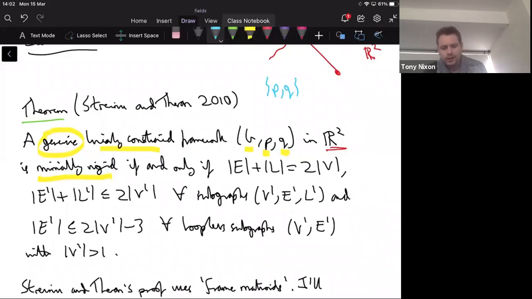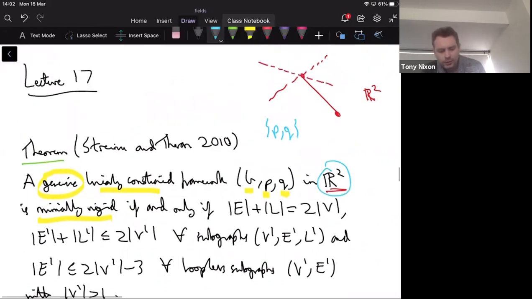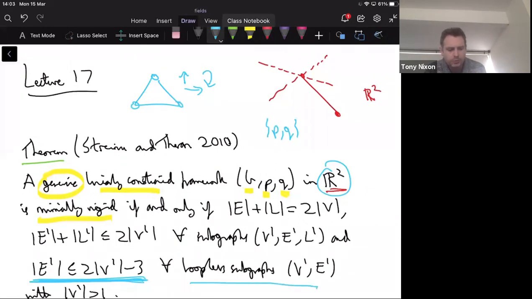Okay, and such a framework in two dimensions is minimally rigid if and only if a nice combinatorial condition holds. So if you imagine you have a framework in 2D, then if there are no linear constraints, then of course you can translate in two independent ways and you can rotate. And that's the minus three you see in the Lehmann condition. And so this is a standard condition from the Pollaczek-Geiringer-Lamán theorem for all subgraphs with no loops.